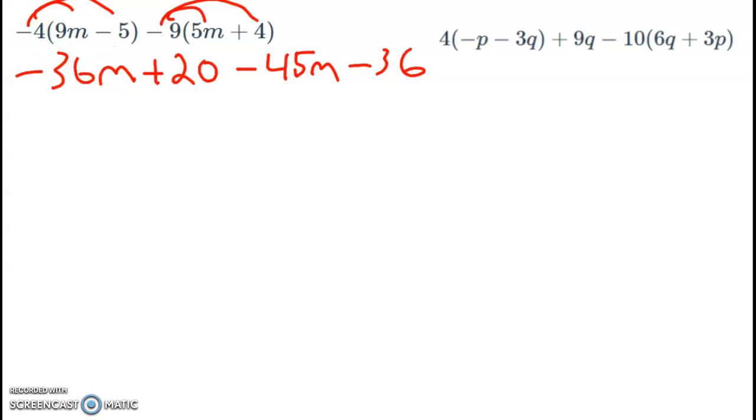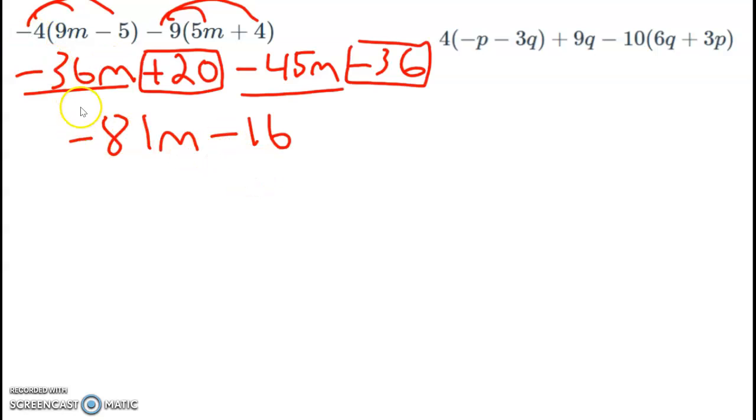Now, I'm going to look for like terms. And now we've got two sets of like terms. We've got the negative 36m and the negative 45m. We combine those to get negative 81m. And you've got the positive 20 plus a negative 36. You add those two together. Different signs, find the difference. Subtract. You get 16, and it's negative because the 36 is bigger. And that's my final answer.